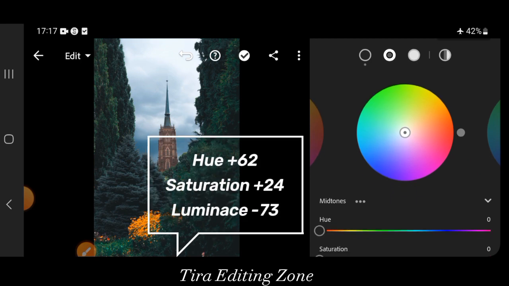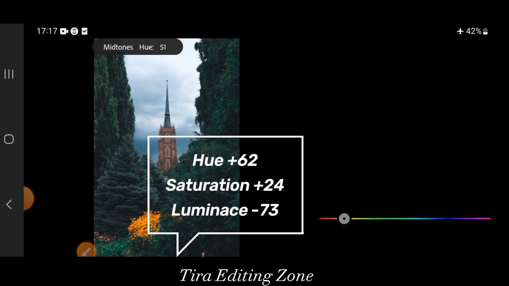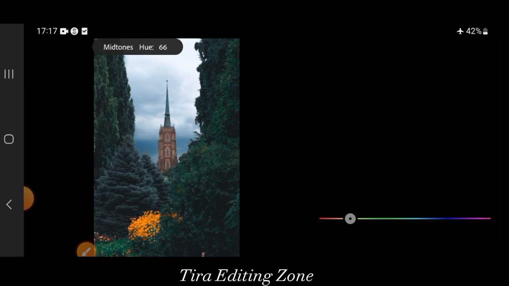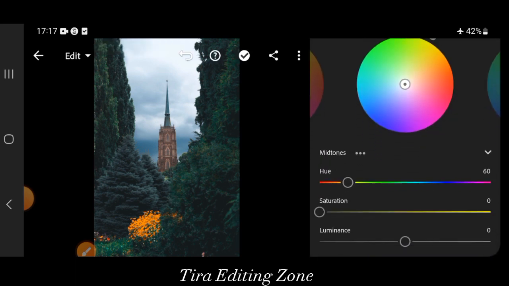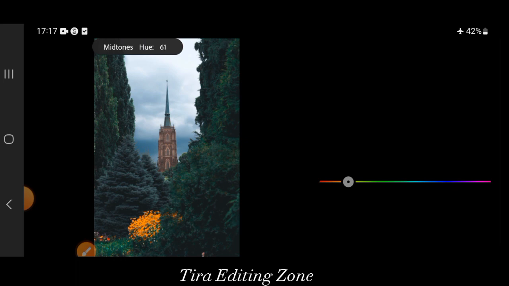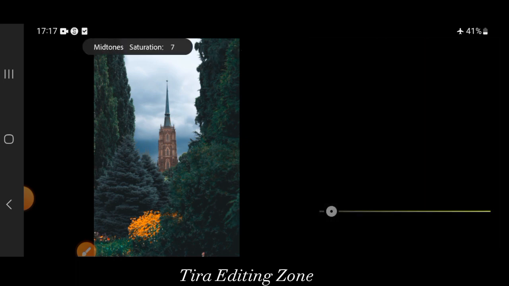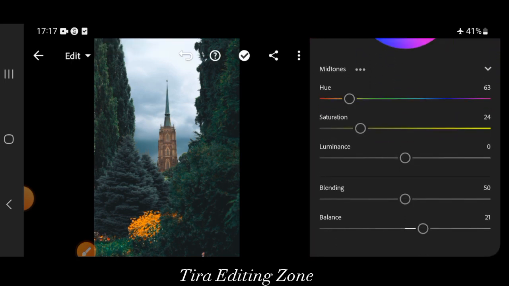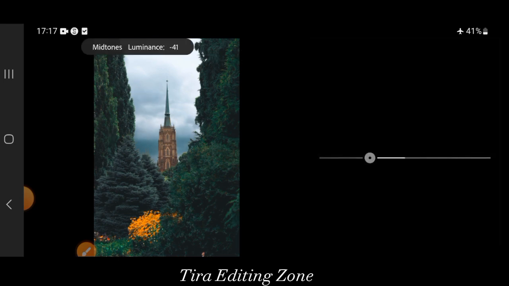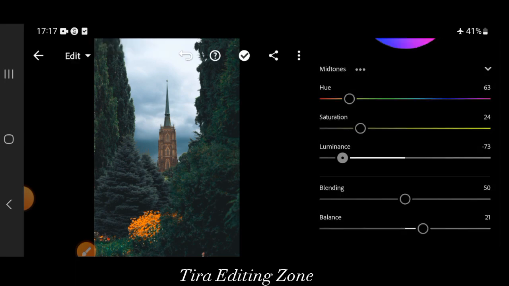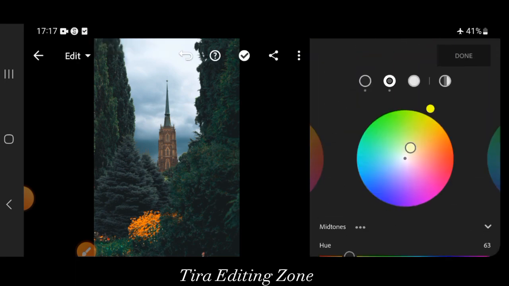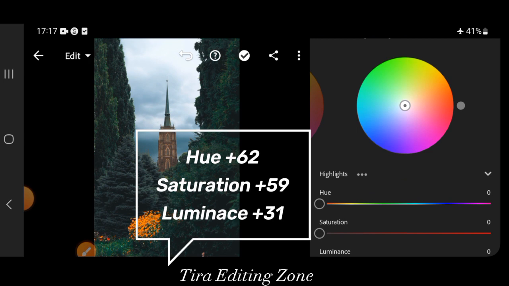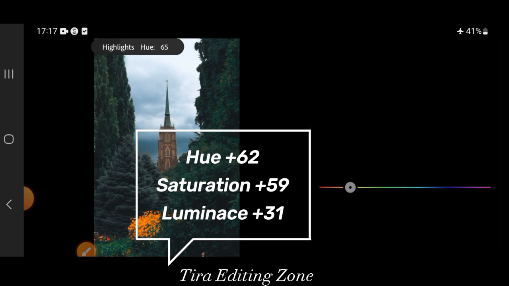Plus 60 to saturation, plus 2 luminance 7.3. Plus 60 to saturation, plus 59 luminance plus 31.